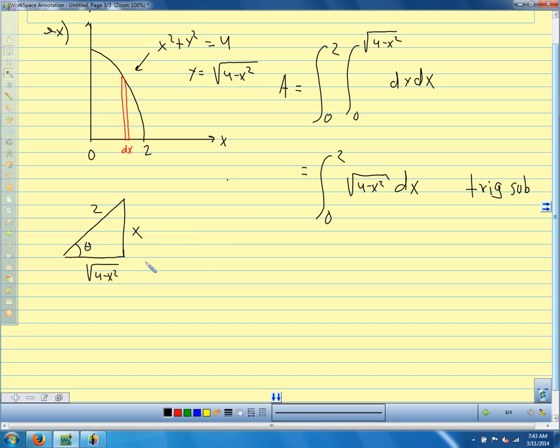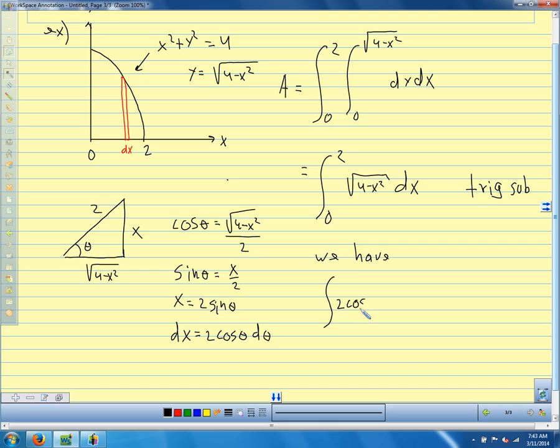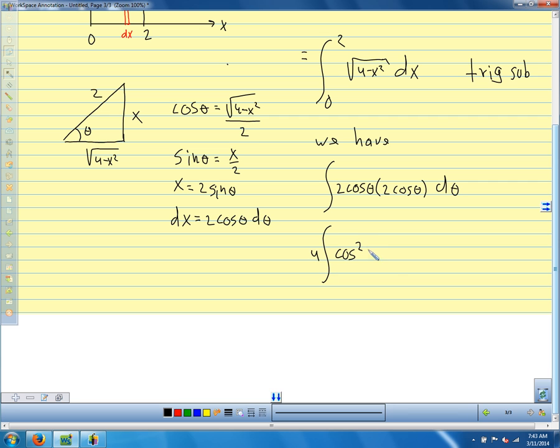So for my trig sub, this is how I set up my triangle. This is x, this is 2, this is the square root of 4 minus x squared. So this gives me cosine theta is the square root of 4 minus x squared over 2. And I'm just going to write my sine theta is x over 2. So x is 2 sine theta. To find my dx, dx is 2 cosine theta d theta. So in the integral, I'm going to leave the limits off for now until we evaluate this. We have the integral of 2 cosine theta, that's our square root of 4 minus x squared, times dx, which is another 2 cosine theta d theta. So we end up with 4 cosine squared theta d theta.